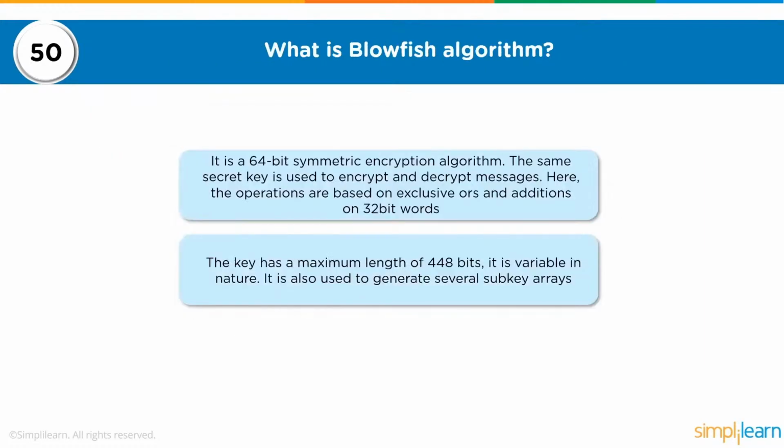And now the last question, what is the Blowfish algorithm? It is a 64-bit symmetric encryption algorithm. So this is an algorithm that uses the same key to encrypt and the same key to decrypt. The same secret key is used to encrypt and decrypt the messages. Here the operations are based on exclusive ORs and additions on 32-bit words. The key has a maximum length of 448 bits.